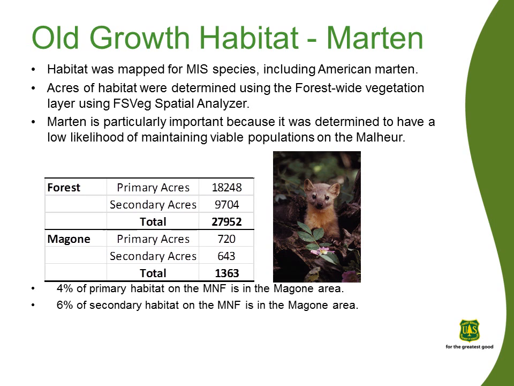On the forest, there's approximately 28,000 acres of primary and secondary marten habitat. In the Magone Project area, there's almost 1,400 acres. So 4% of the primary habitat on the Malheur National Forest is in the Magone area, and 6% of secondary habitat on the forest is in the Magone area.